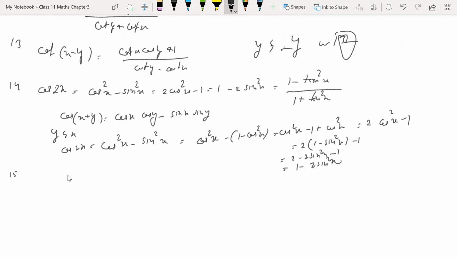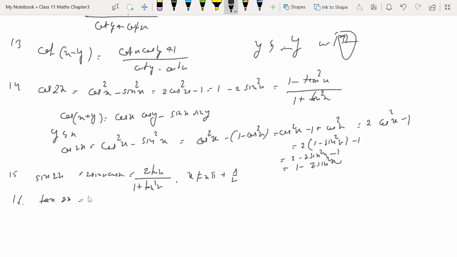And similarly, sin 2x is also 2 sin x cos x, and it is equivalent to 2 tangent x over 1 plus tangent square x, where x is not an odd multiple of pi by 2, n is an integer. We can prove this from sin(x plus y) by replacing y by x.